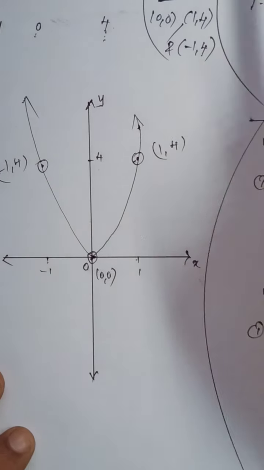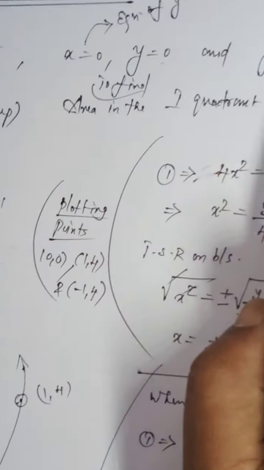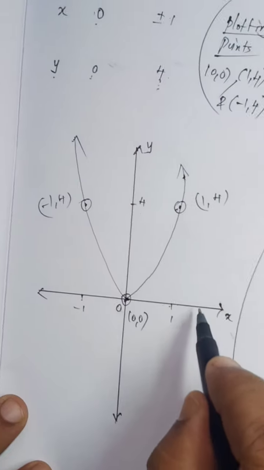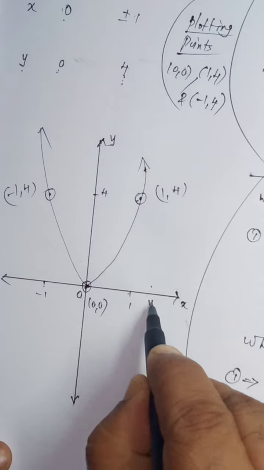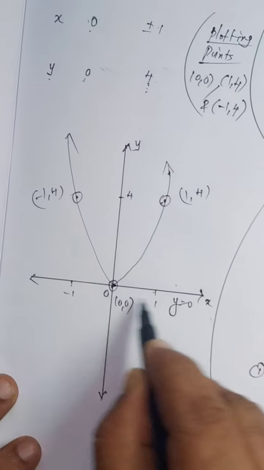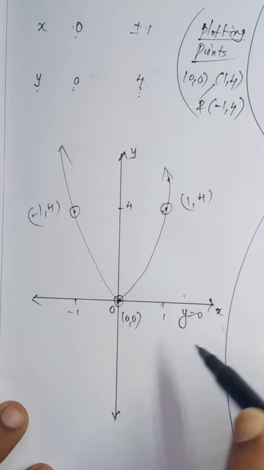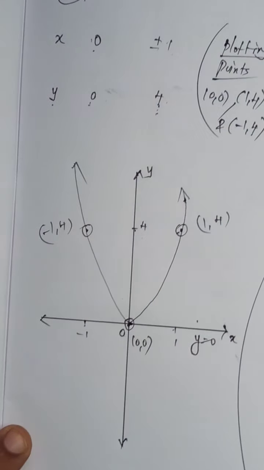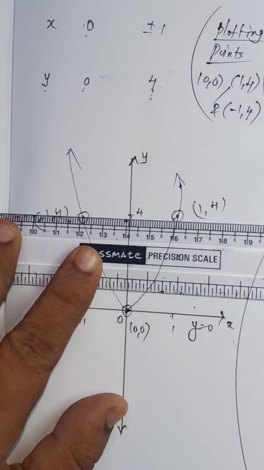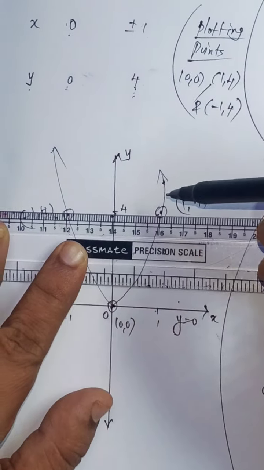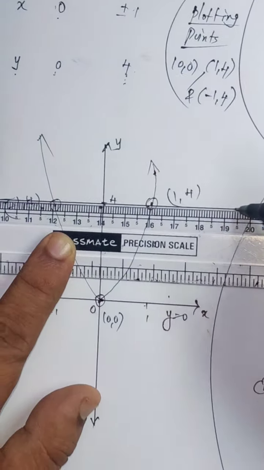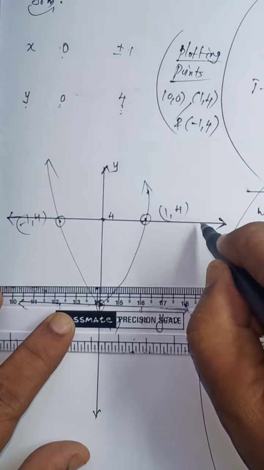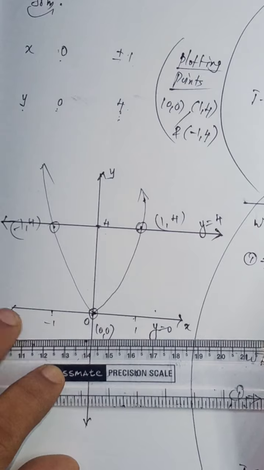Now, here again y limits, y equals 0 and y equals 4. Y equals 0, that is the equation of the x-axis. This line, the x-axis, represents y equals 0. Now y equals 4. On the y-axis, here we have 4. Draw a line passing through 4. This is y equal to 4.